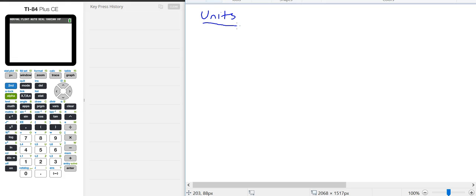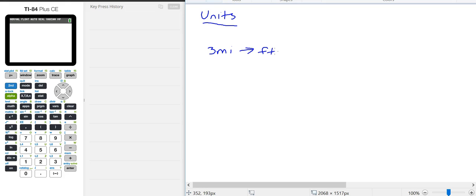The next way we're going to look at is using the factor label method, which is used when we have to convert something into different units that requires more than one step. Using the calculator, it's very easy to do. Let's say we wanted to convert 3 miles into feet.